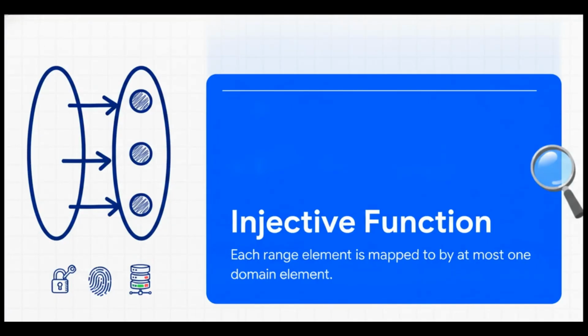First up, we've got the injective function. An injective function means each element of the range is mapped to by at most one element of the domain. You can basically think of it as a strict no-sharing rule. Every single input gets a unique, distinct output, and absolutely no two inputs can ever point to the same destination. It's incredibly precise. Imagine assigning unique user IDs in a database, right?